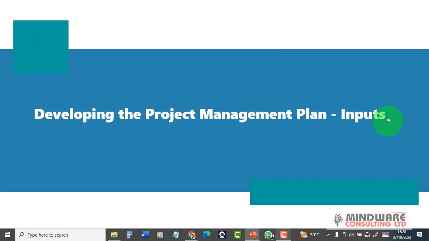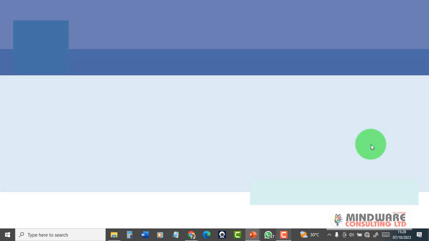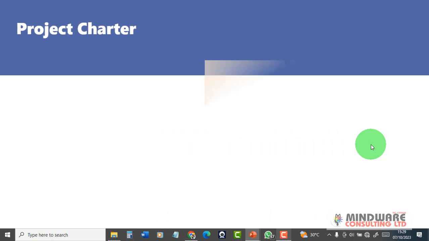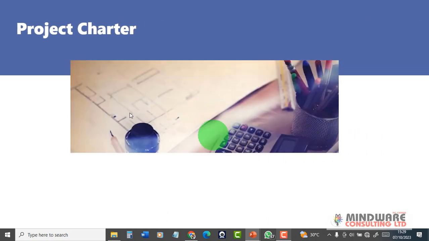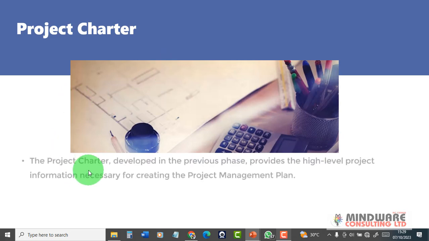Now let's look at the inputs. All right, the inputs in developing the project management plan. So the first input you require is the project charter. We've talked about this project charter before, in detail, but as you can see now, it is an input in developing your project management plan.